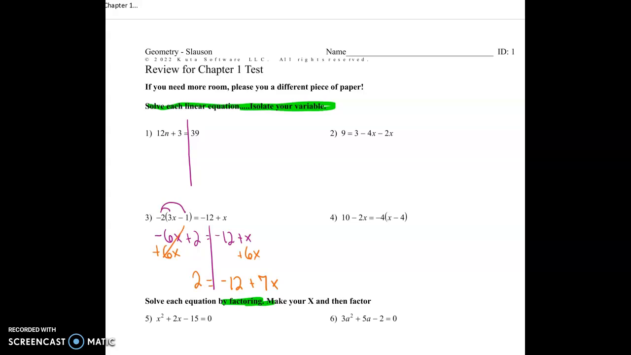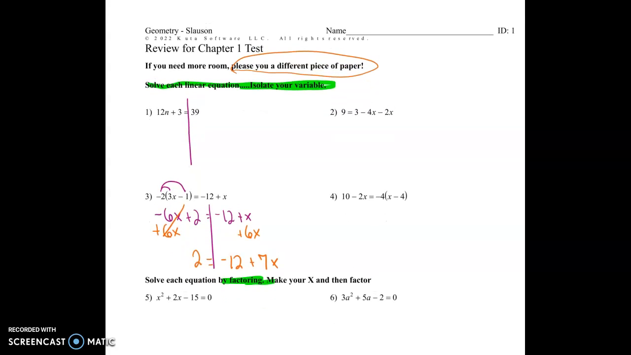So just a quick note, if this is not enough room for you, please get a different piece of paper out. So the first thing I'm going to do is, and I am not going to be using the space, so I'm going to rewrite it over here. Again, there isn't that much room.